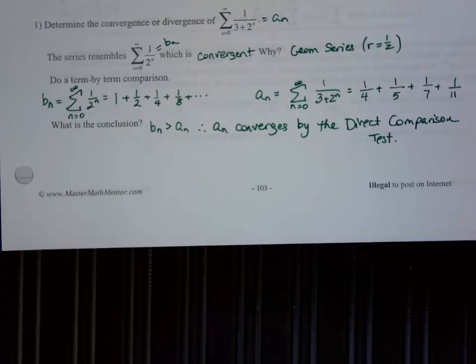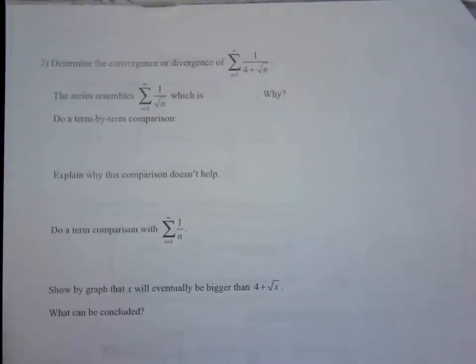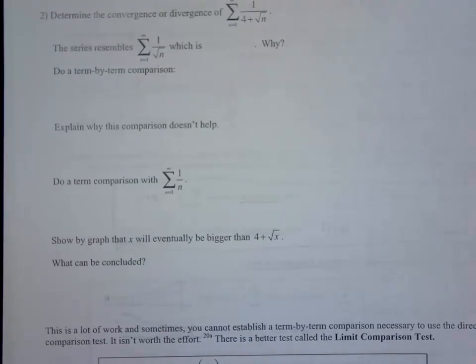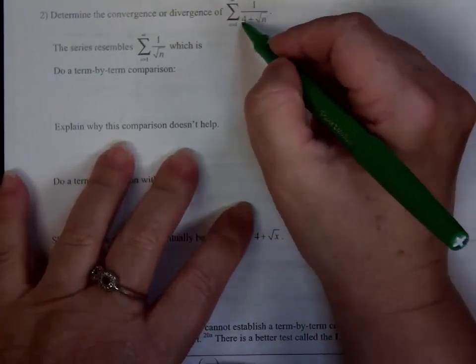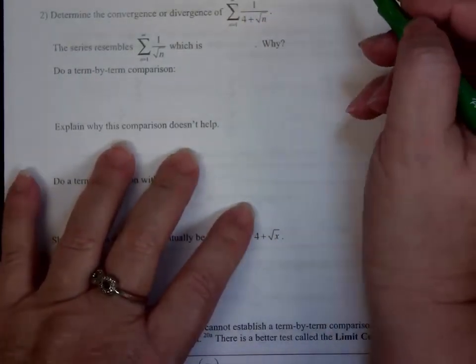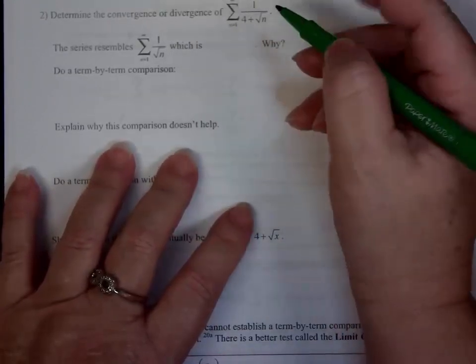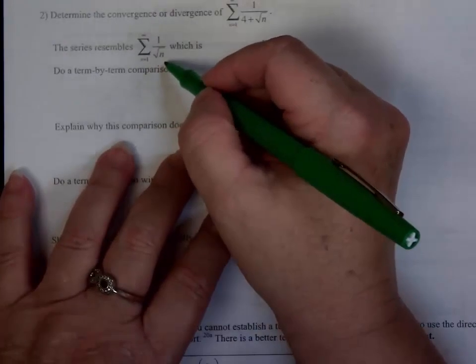All right, let's go to the back. So turn to the back of the paper. So we have this other series. It is the sum from 1 to infinity of 1 over 4 plus the square root of n. Well, it doesn't fit anything because of that 4. Anytime they add numbers on the bottom, it messes everything up. But we're going to say, oh, that kind of looks like this one, 1 over the square root of n.